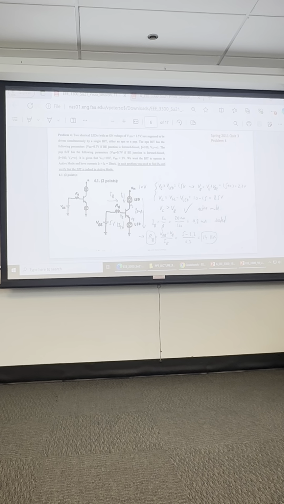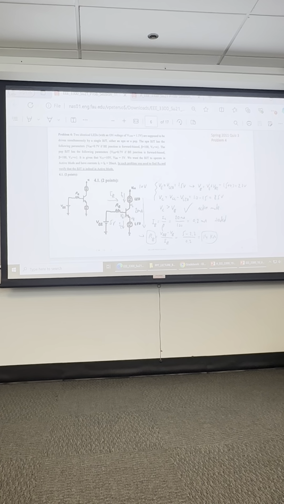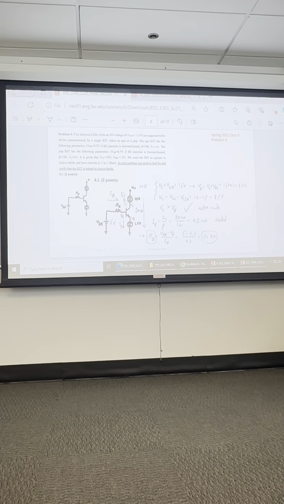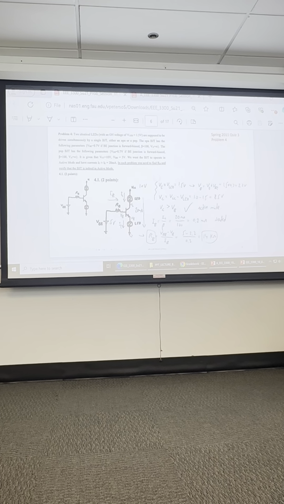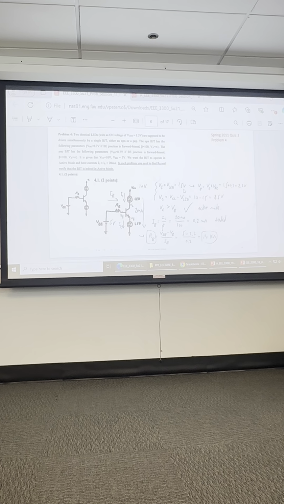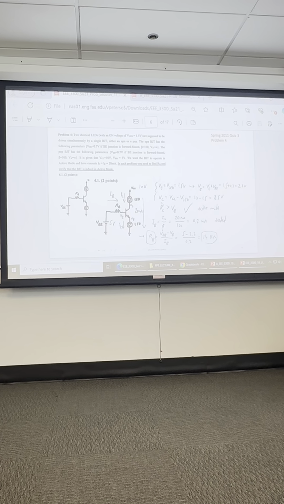The author here is drawing some currents on it. Current flows from the collector to the emitter. And so the emitter voltage is the LED, 1.5. The base is the emitter plus 0.7, 2.2. The collector is the battery, 10 minus 1.5, 8.5. The collector voltage is greater than the base voltage.